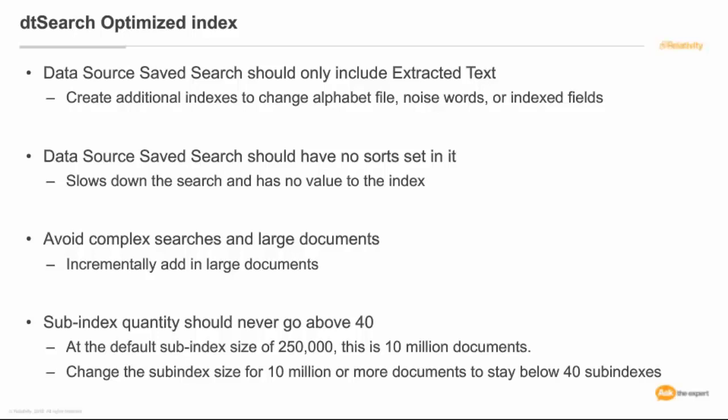A dtSearch index worker can only pick up one subindex at a time. Beyond optimizing your dtSearch index workers to ensure your server has enough RAM and cores, which is 1 core and 2 gigabytes for each additional agent on the agent server, the subindex size needs to be optimized. In our performance testing, there's usually not much benefit to lowering the subindex size, and you only need to raise the subindex size when there are more than 40 subindexes or 10 million documents.